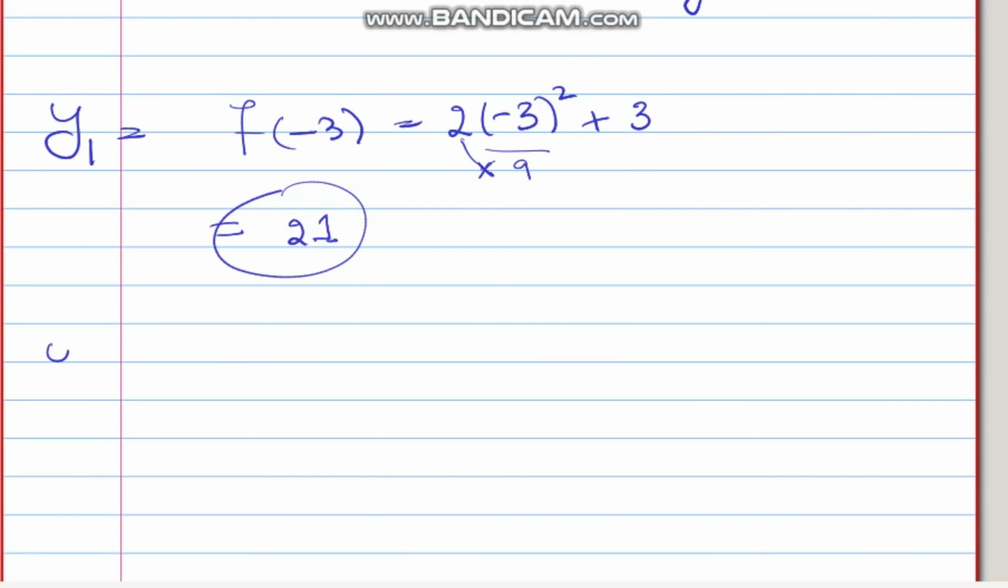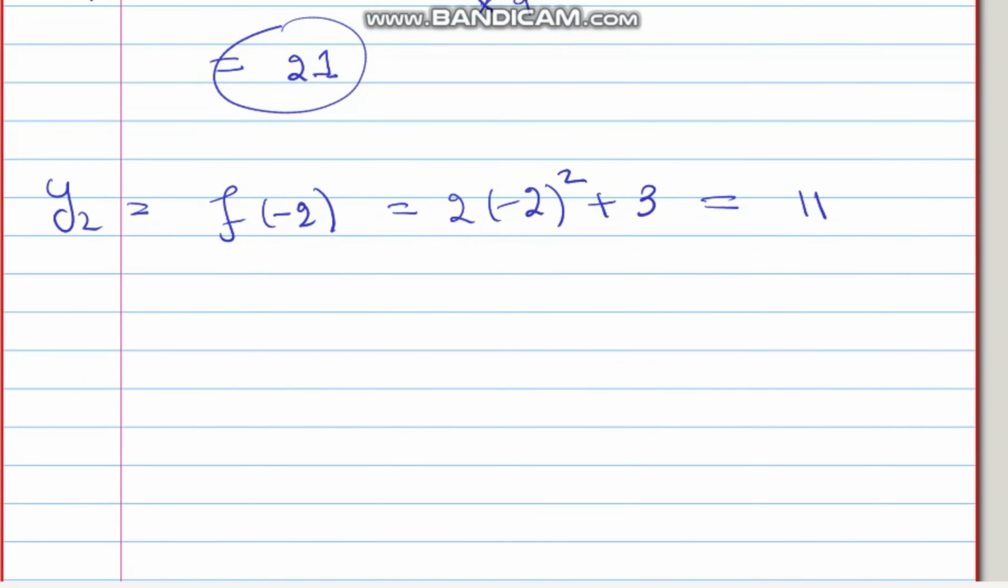18 plus 3 is 21. And what will be y2? It will be just like f of minus 2. Just put the minus 2 in place of x. Minus 2 in place of x will be like this: square plus 3. Minus 2 square is what? 4. And 4 multiplied by 2 is 8. And 8 plus 3 is 11. It will be 11. Okay.